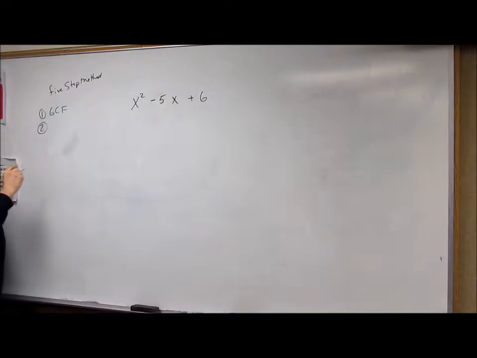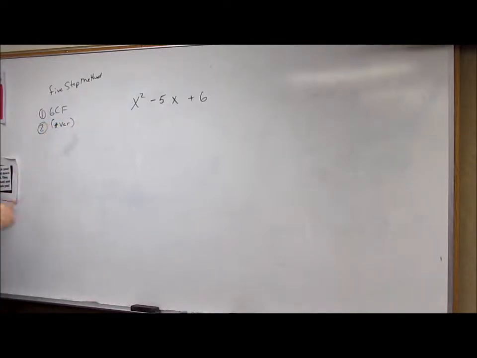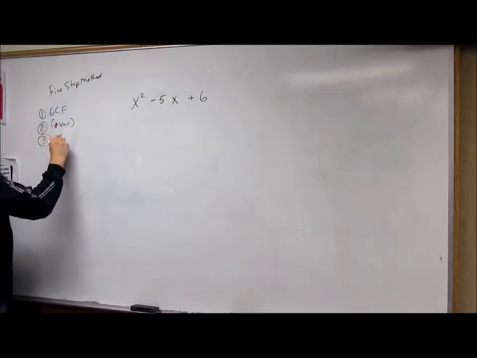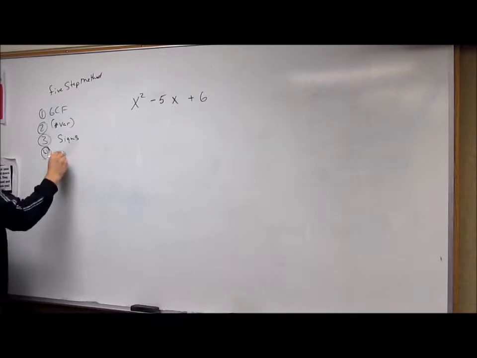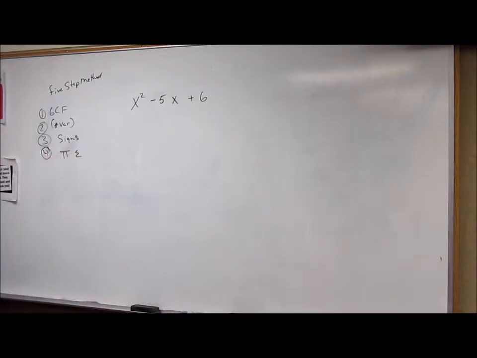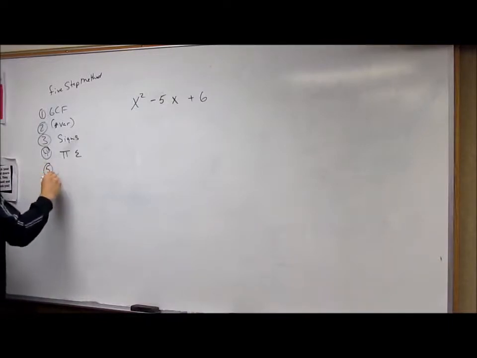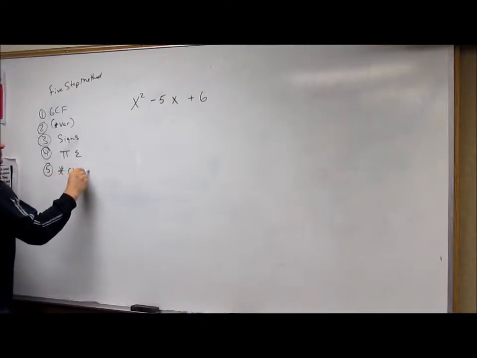Second step, star variable and parentheses. Third step, signs. Fourth step, that's the one, it's pi and sigma, or product and sum. Good. And then the fifth step is star cleanup.